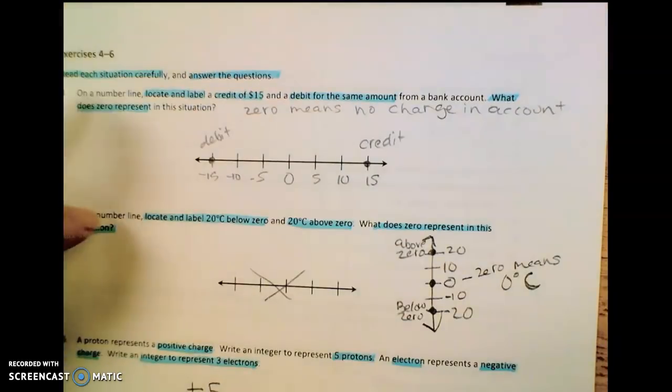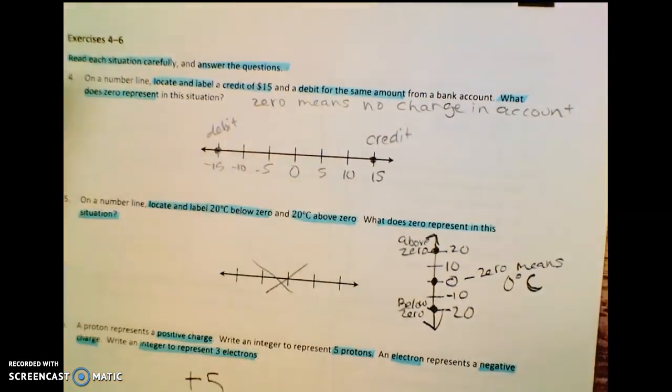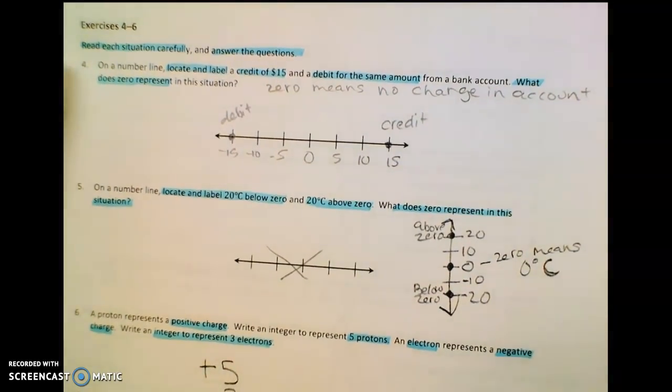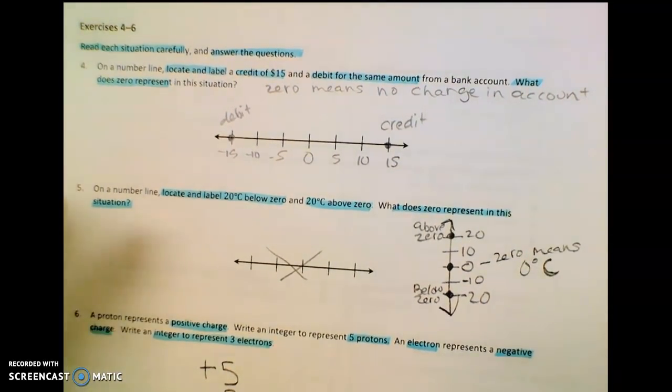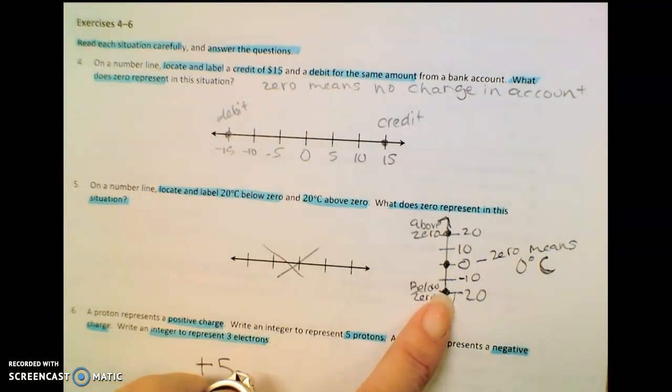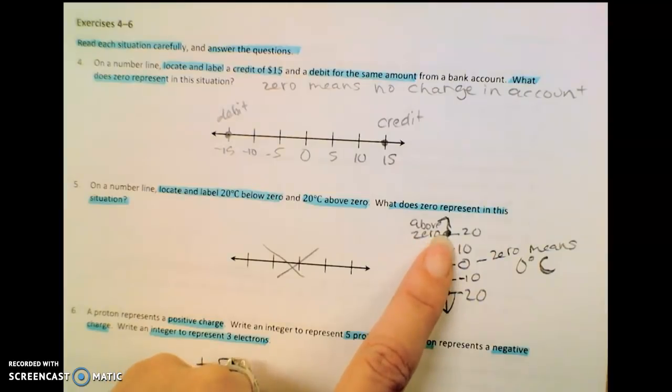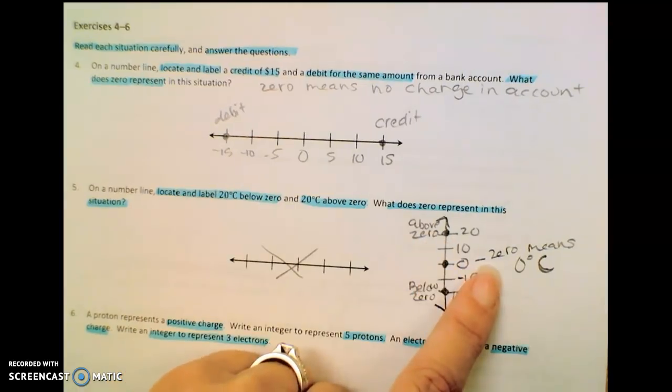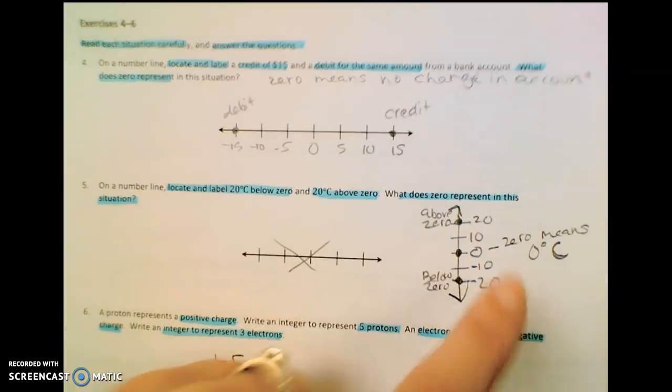On this one, since it's temperature, I really would have preferred a vertical number line. I'm not sure why they did a horizontal one, but your scale should have been by tens this time because we needed to do 20 and -20. For 20 below 0, I just labeled it below 0. Here's -20. Above 0 is this 20, and then 0 would have meant 0 degrees Celsius.